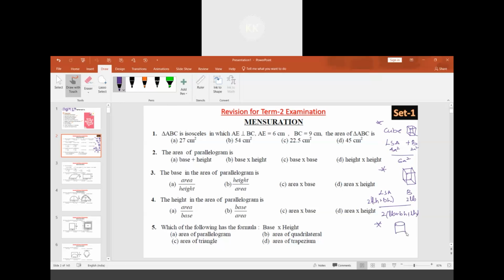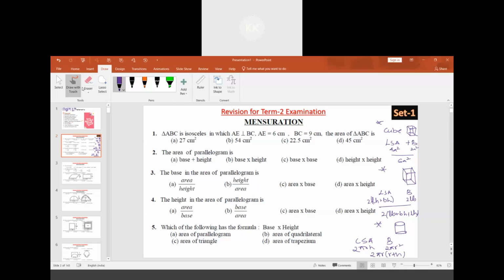Means if a cuboidal shaped room is there, what is the total cost of whitewashing the 4 walls, something like that. For a cylinder, curved surface area is CSA, it is 2 pi RH, and the bases it's 2 pi r square. Total is 2 pi r into r plus h. This is total surface area. These were the 3 solid shapes we had learned.